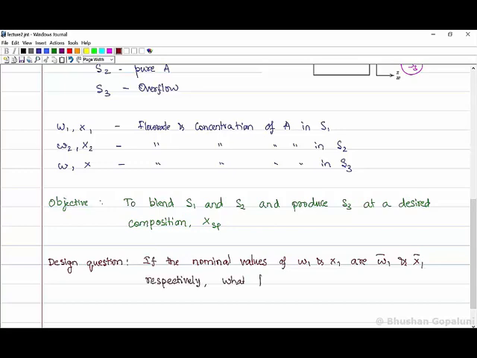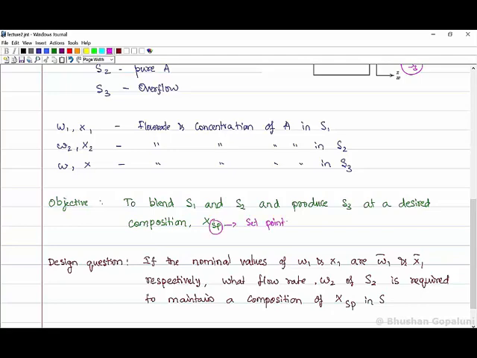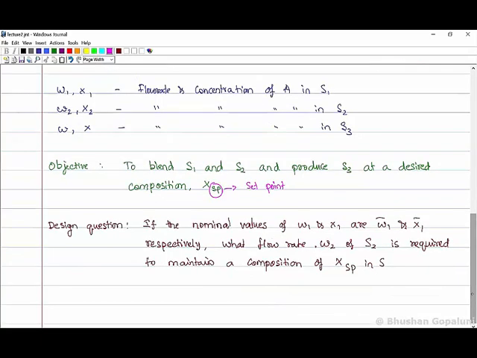We are given nominal values of x1 and w1. Those are represented with a bar on top of those variables, w1 bar and x1 bar. In class, there was a question on what these nominal values are. Nominal values are essentially the typical values of the flow rate w1 and the concentration x1 that you're likely to see when you're running this process. You may not exactly see those values, but these are typical values that you expect when running this process.